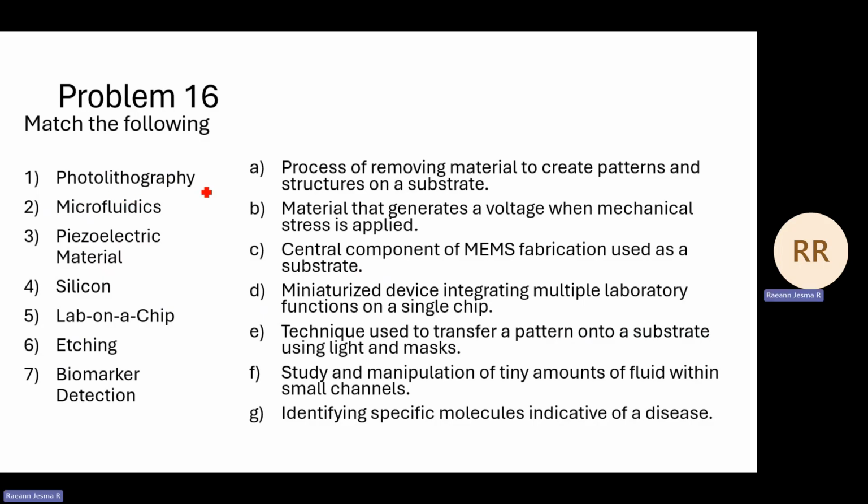What is photolithography? Photolithography is a technique by which we transfer some sort of pattern onto a substrate by using light and mask. Photo means light, litho means to write. So this is option E, the technique used to transfer a pattern onto a substrate by using light and mask. Then what is microfluidics? In microfluidics, we study and manipulate tiny amounts of fluids within small channels. So that is option F. One is E, two is F.